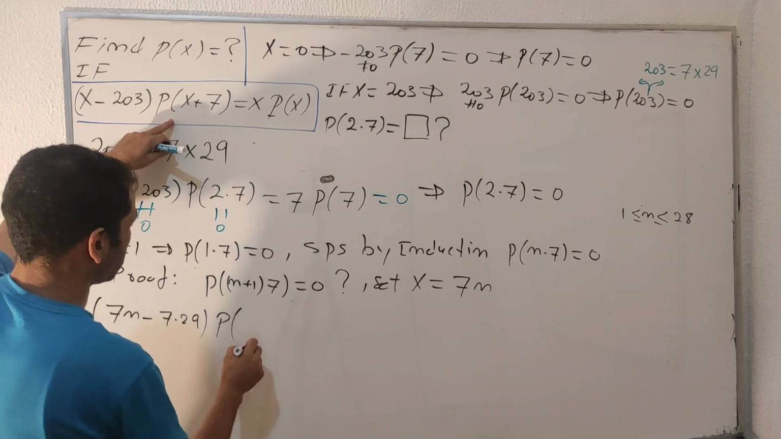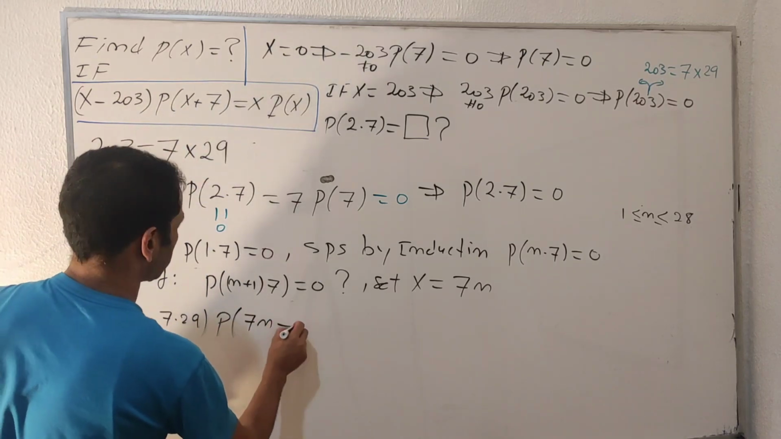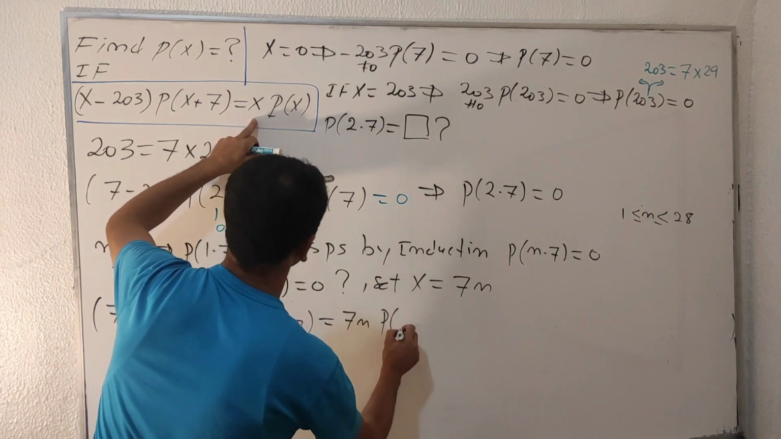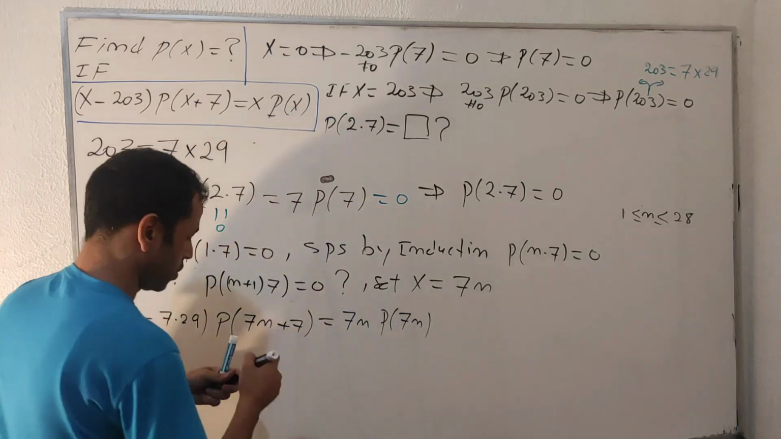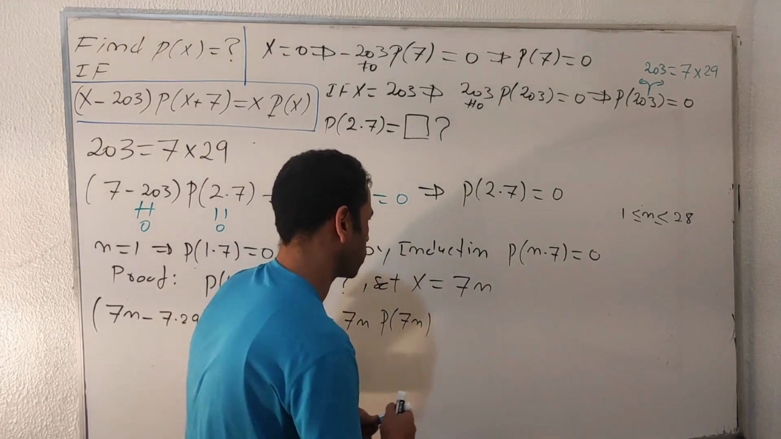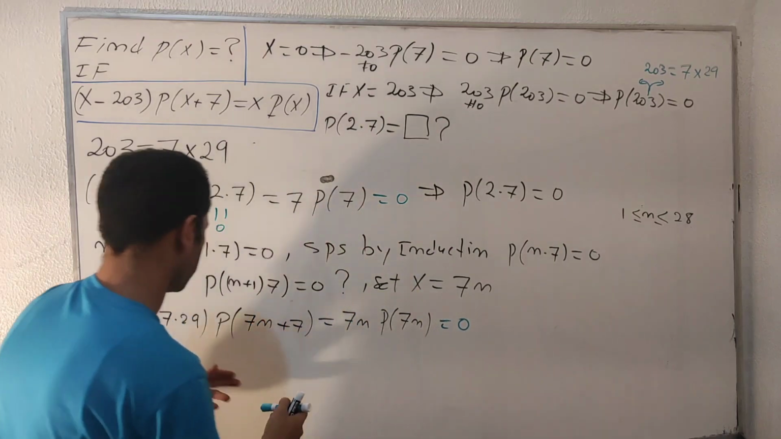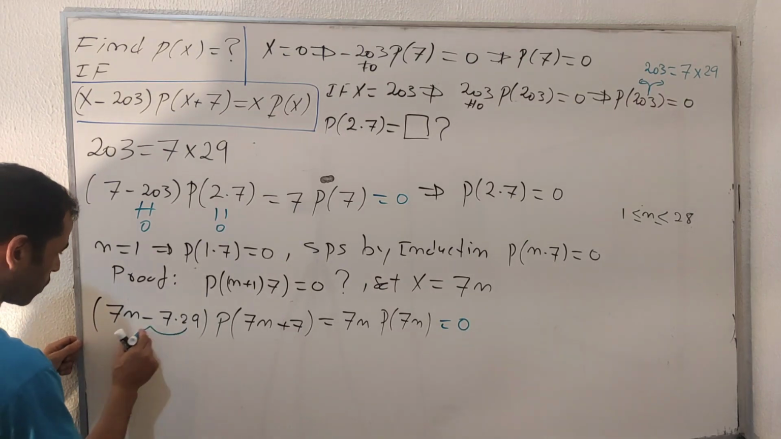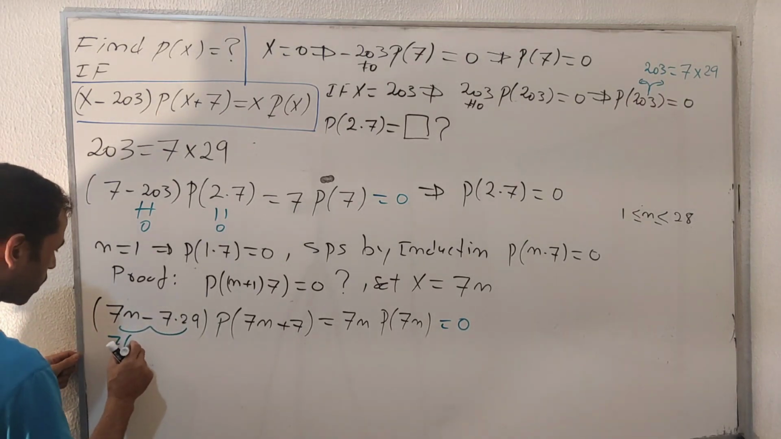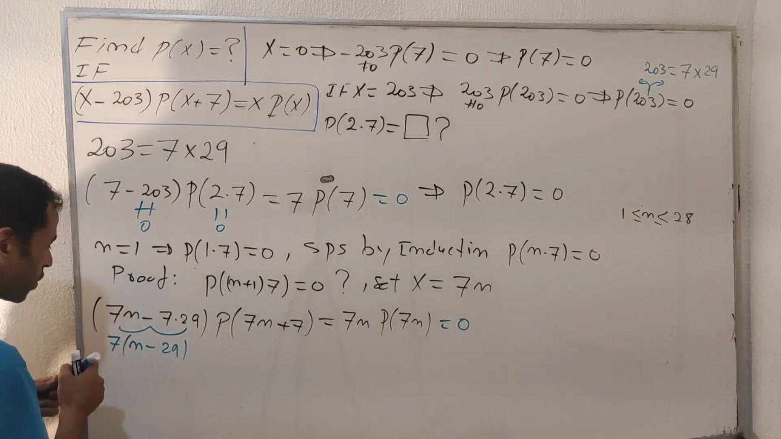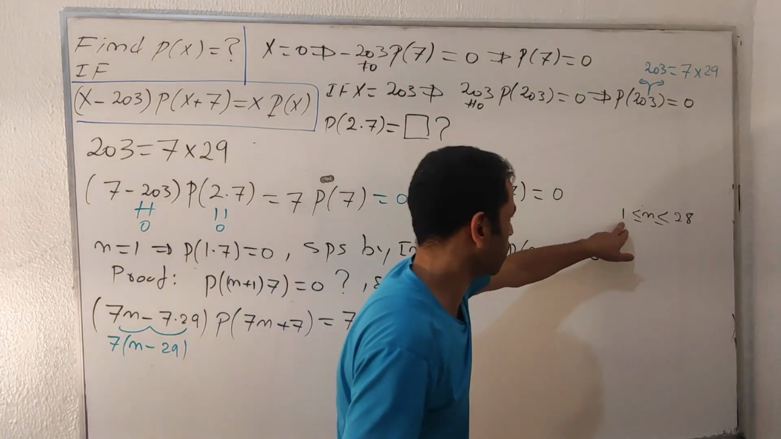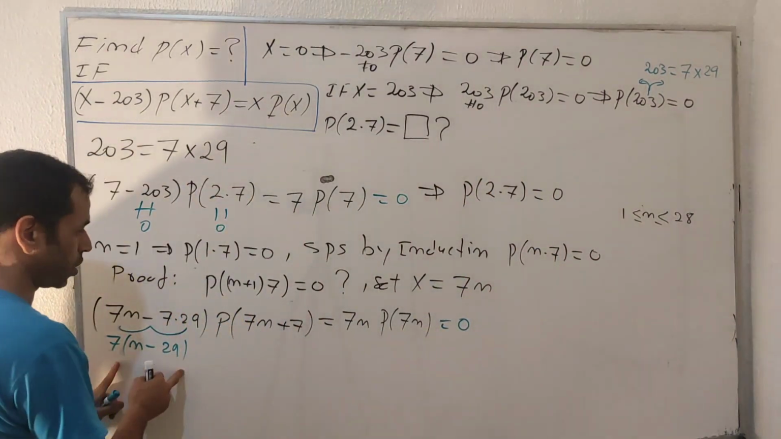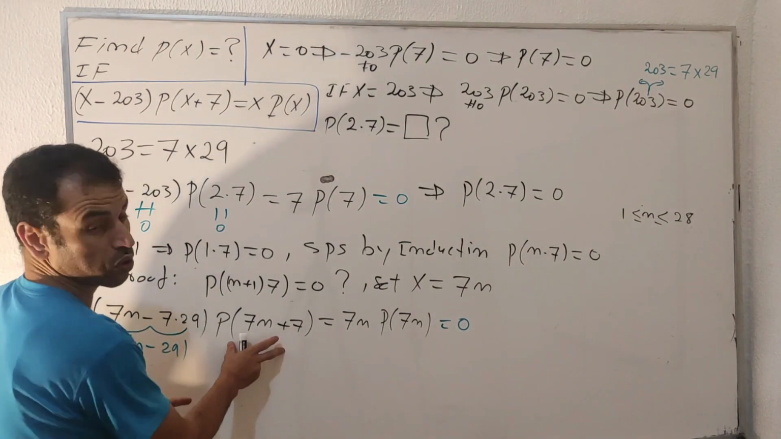Multiplied by p of (7n + 7) equals x, which is 7n, multiplied by p of 7n. By assumption, we have assumed this one equals 0, which means the left hand side of this equation must be 0. But in this term, if I take the number 7 as a common multiplier, I get n minus 29. As we said, n is between 1 and 28, not 29. If n was 29, you would get 0 here. You will have a problem. We cannot say this one equals 0.